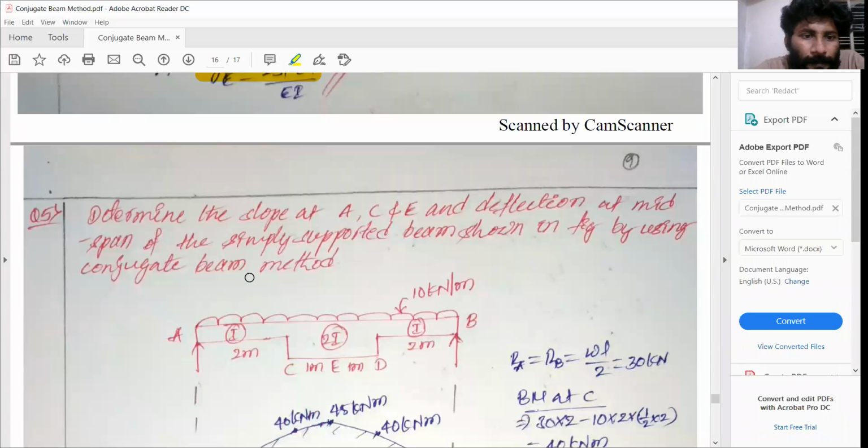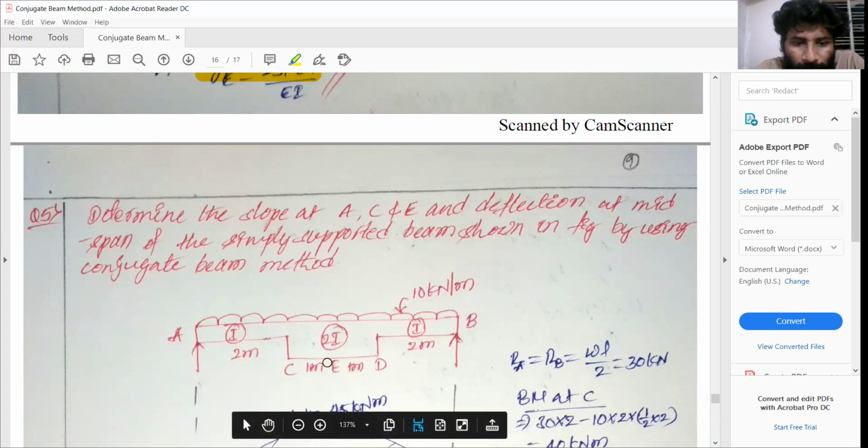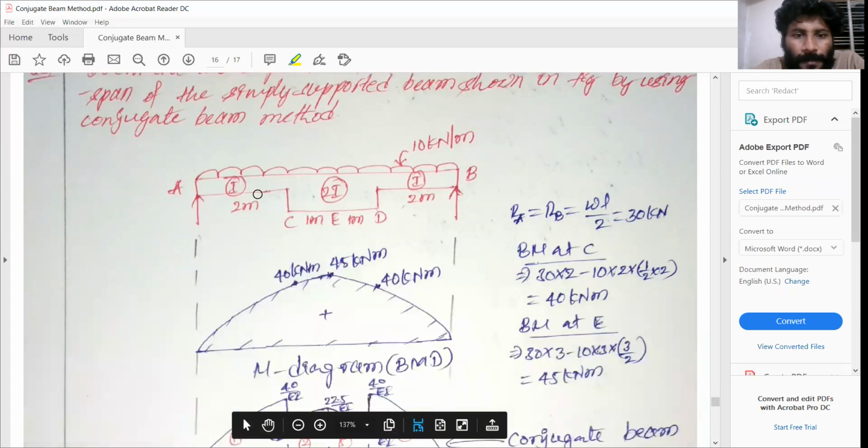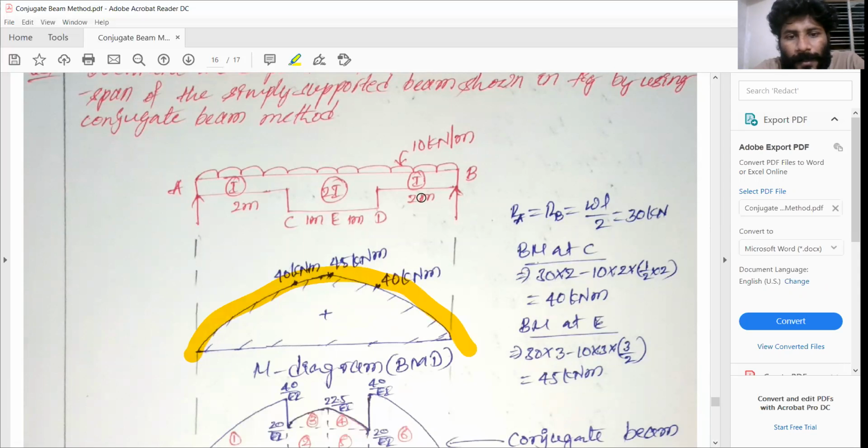Again, this problem is also like the previous problem. The only thing is this beam is subjected to a uniformly distributed load of 10 kN per meter, with EI and 2EI, and again the distance is 1 meter. So it's subjected to a uniform distributed load. We know the bending moment diagram is always parabolic in nature. Otherwise, if you do not know, again you find the reactions. So RA is equal to RB is equal to WL by 2.